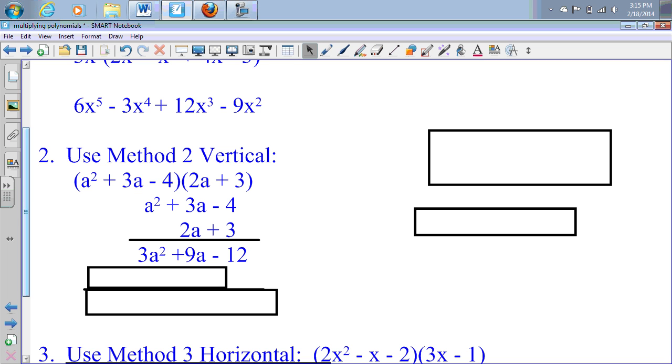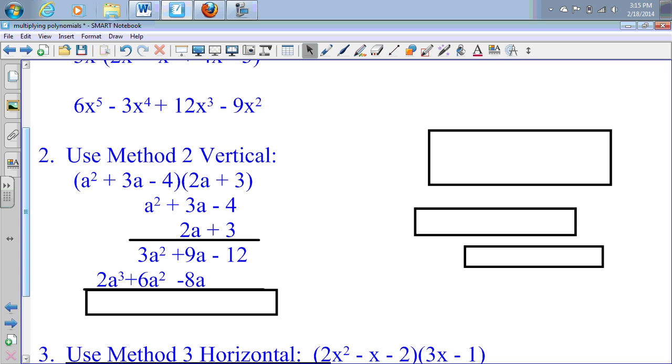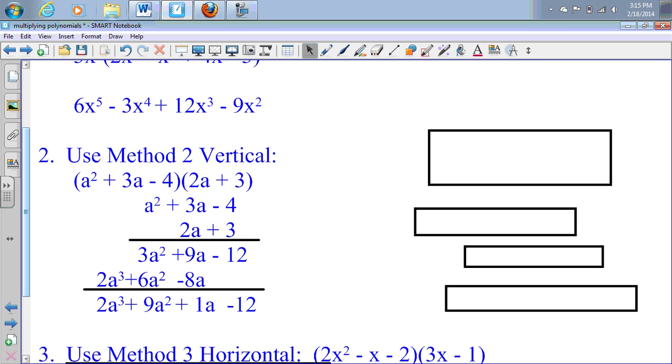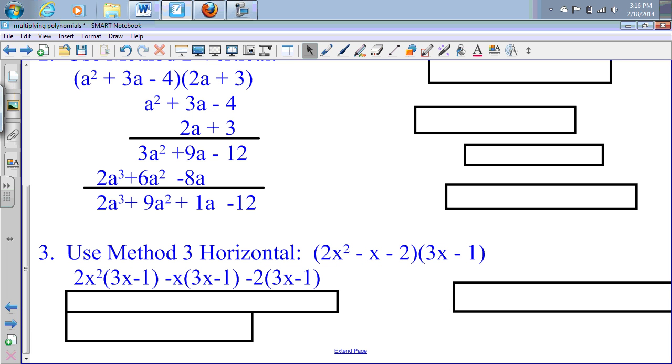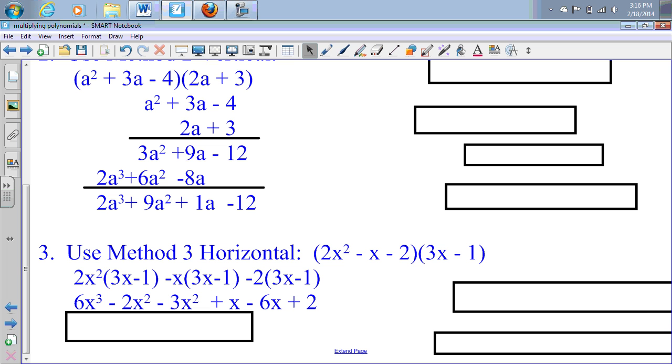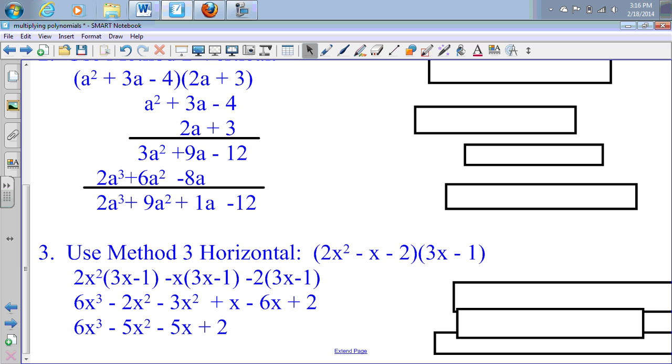You set it up. There's multiplying by the term 3. There's the result of multiplying by 2a. And there's the result once you add them together. 2a cubed plus 9a squared plus 1a, or just a, minus 12. Then using the horizontal method. Pause the video and finish that one up. And there is your final result. 6x cubed minus 5x squared minus 5x plus 2.